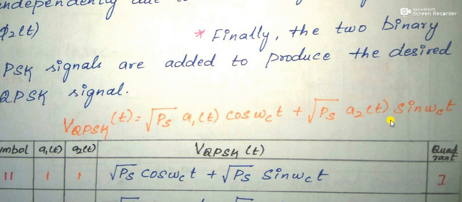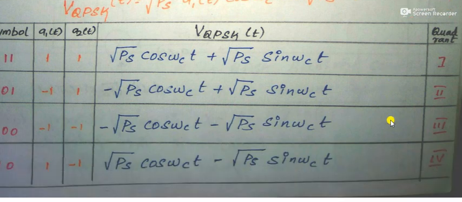Now the symbols will be 1 1, 0 1, 0 0, or 1 0. Suppose A1(t) is 1 and A2(t) is 1. We can substitute the values, so the output of QPSK will be root Ps cos omega ct plus root Ps sin omega ct. This is the first quadrant.